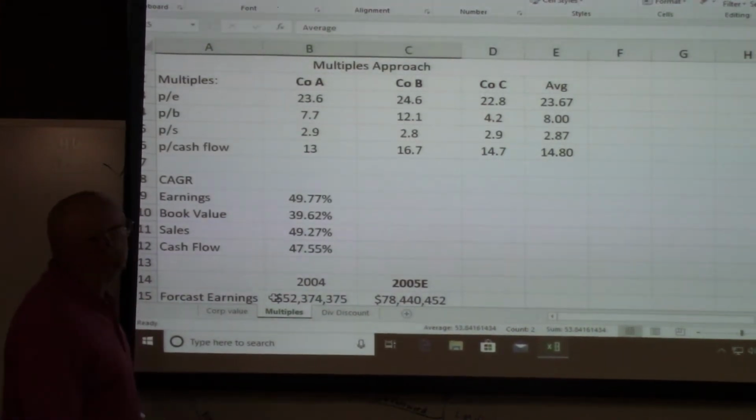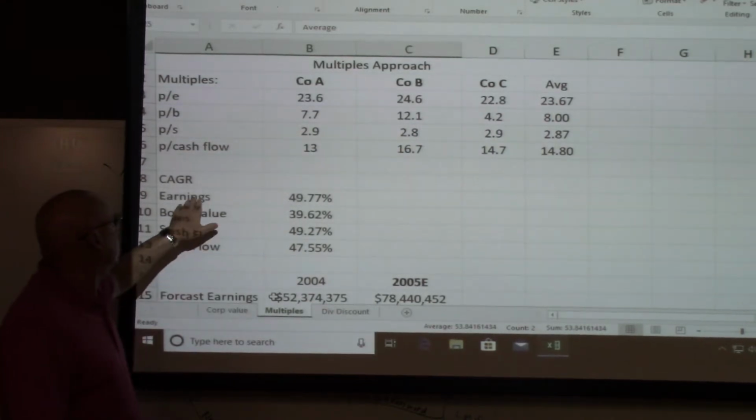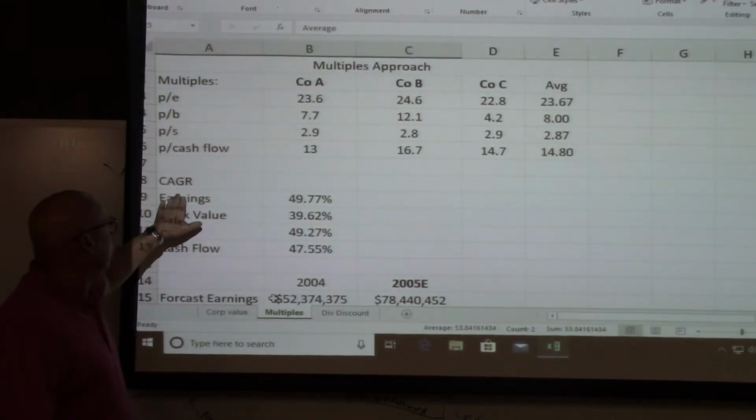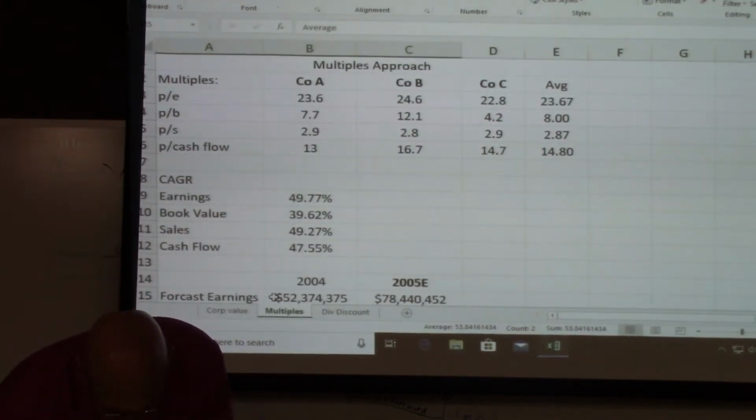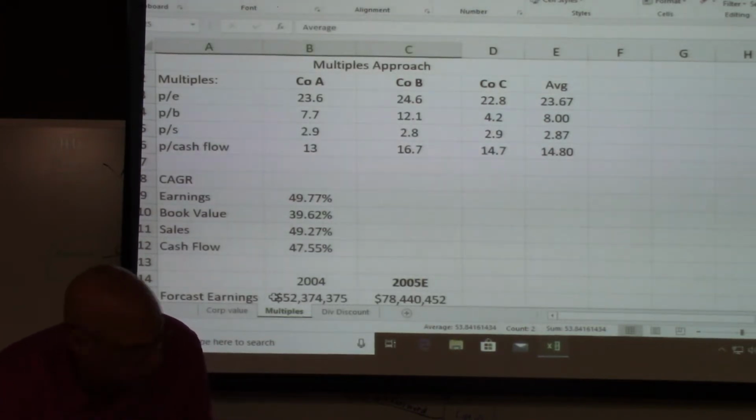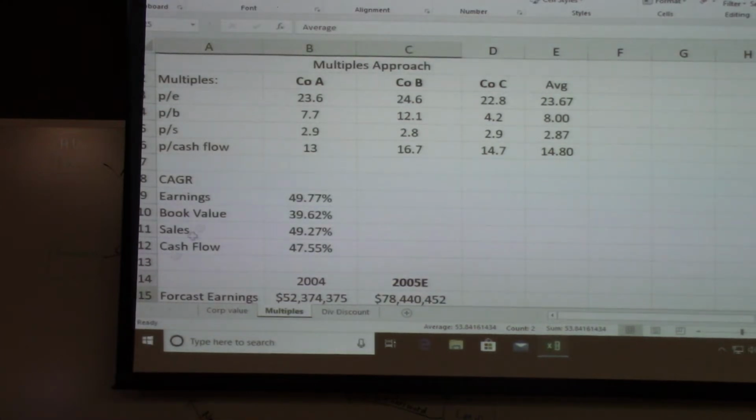Now, Dan tells us to find the CAGR, the 4-year CAGR, for each of the fundamentals. So we go back and look on pages 54, 55, I think this is 56. Well, anyway, look at the balance sheet and the income statement. And let's go ahead and look at the formula.